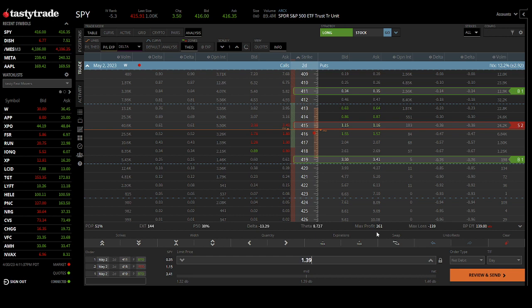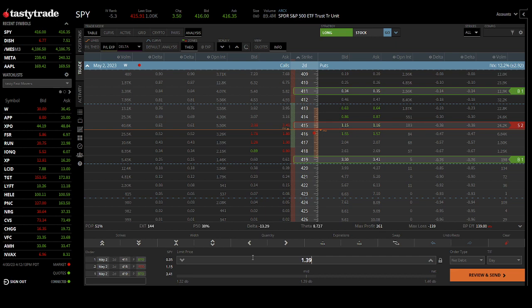So how do you figure out this max profit? The max profit calculation is the distance of the strikes. So right now we have $4 wide, minus the amount paid, the debit paid, equals your max profit. So that's $400 wide, 1, 2, 3, 4, so 4.00 minus 1.39 equals 2.61. That's going to be your max profit.